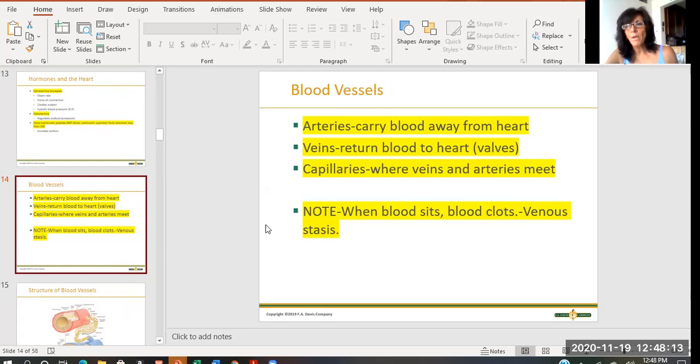Remember something, blood is always moving. If blood sits, blood clots. And that's called venous stasis. The word stasis or static means not moving. And your blood needs to be moving all the time, constantly.